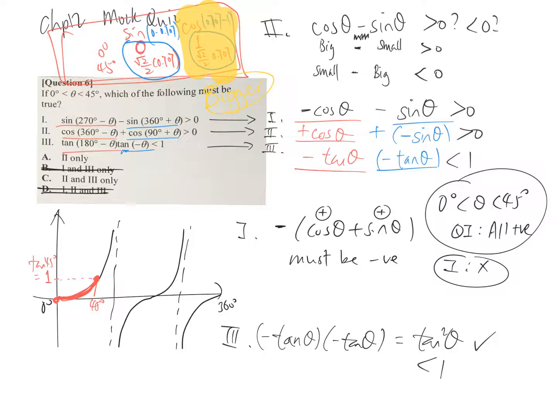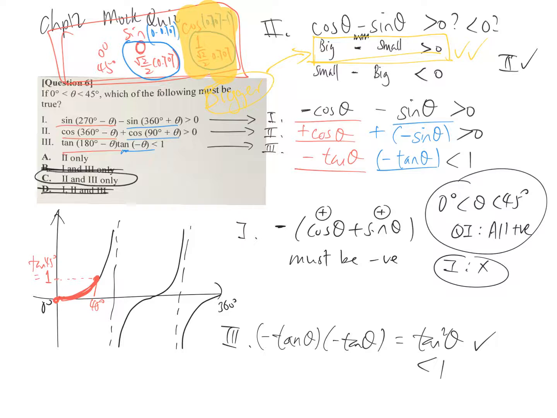Cosine is bigger means the first one is bigger, and when you subtract, you get a positive number. So the second statement is also correct. You can be sure that your answer is 2 and 3, C.